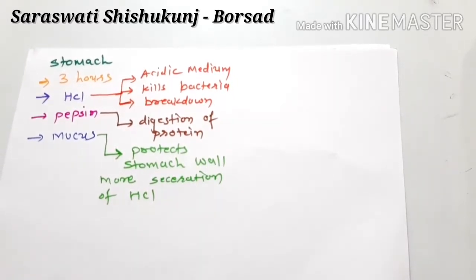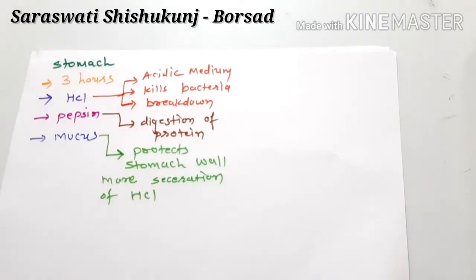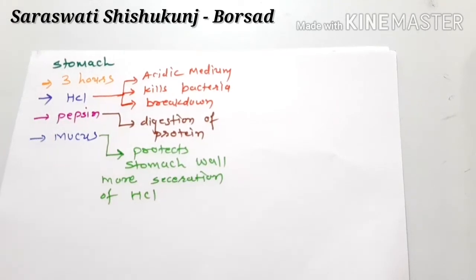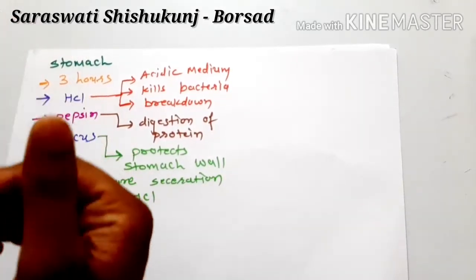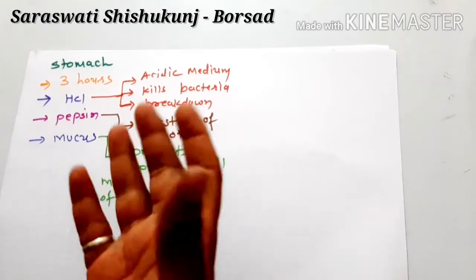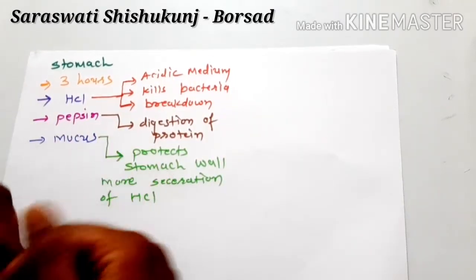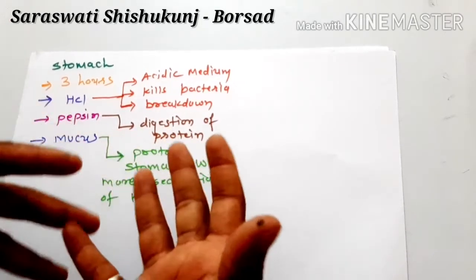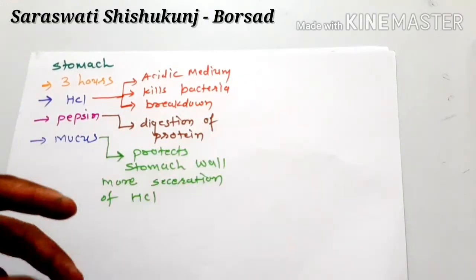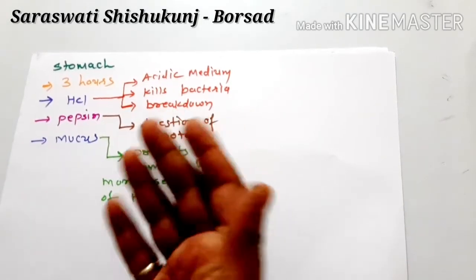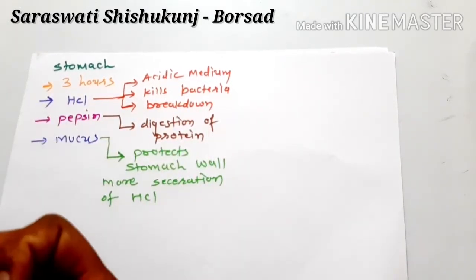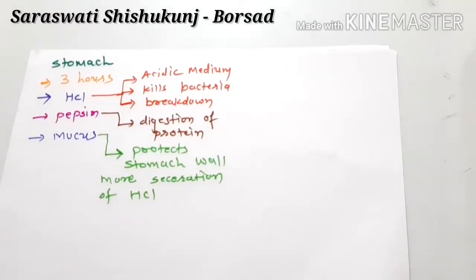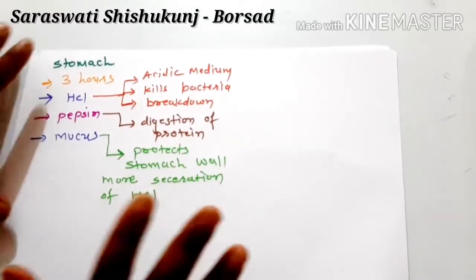So we completed the discussion of what happens in the stomach. First we talked about the mouth, that is our ingestion. The second process is digestion. Digestion means that the food particles, which are not directly absorbed by our cells, are converted into absorbable components. So in the stomach, digestion will take place.